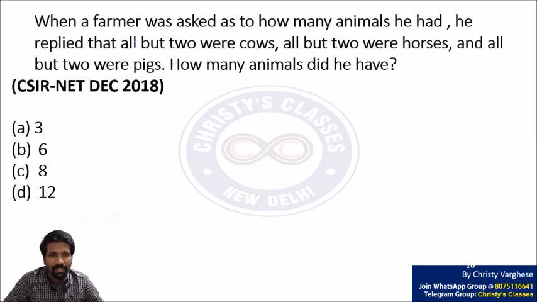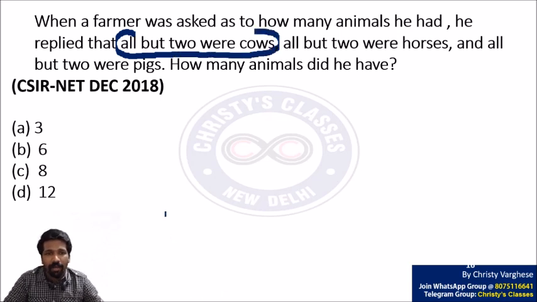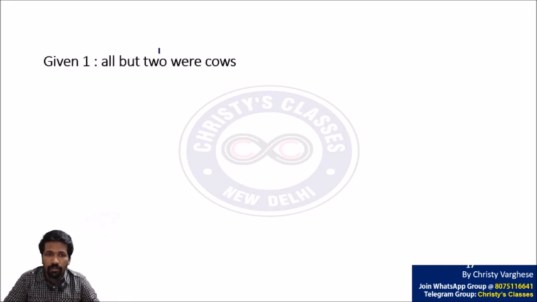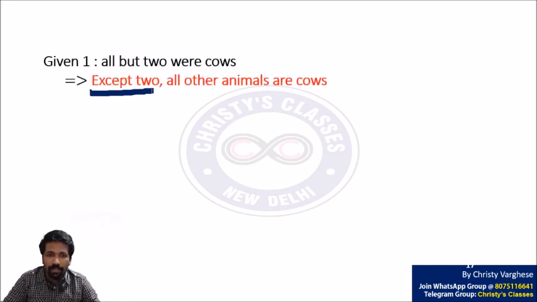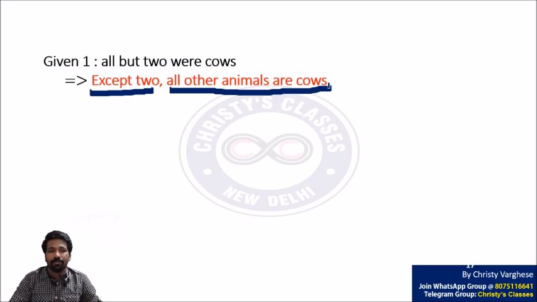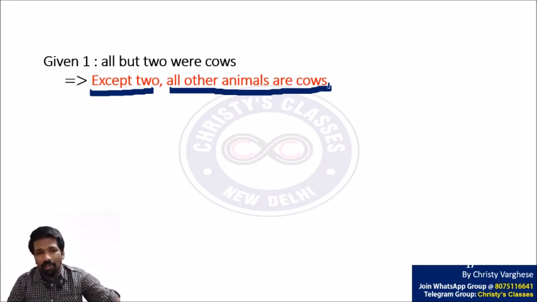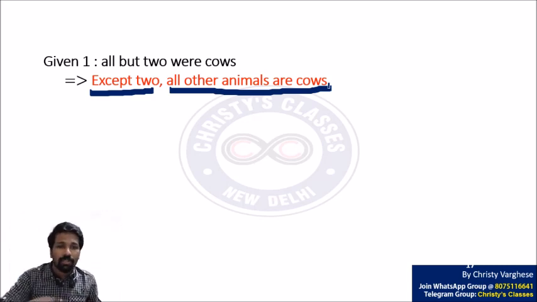I will explain. You have to understand the meaning of "all but something." The word "but" is the most important thing. But means except. All except 2 were cows. That means all but 2 were cows means except 2, all other animals are cows. What is the meaning of "2 were cows"? Only 2 cows are there. All but 2 were cows means 2 are not cows, remaining all are cows. 2 are not cows. That's the meaning of all but.